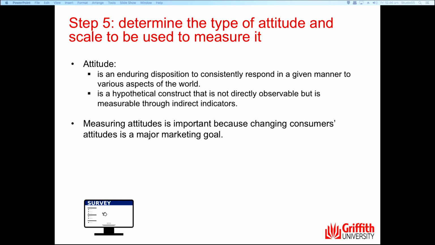In research, we measure attitudes a lot, because measuring attitude is very important, since changing consumer attitude is a major marketing goal. You want to change consumer attitude toward your brand, to make it go from negative to positive.